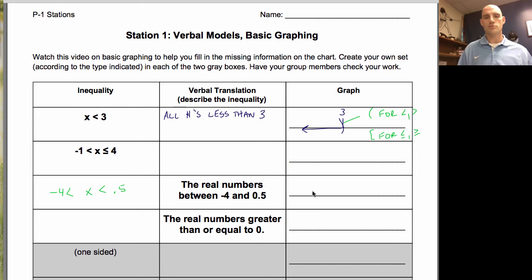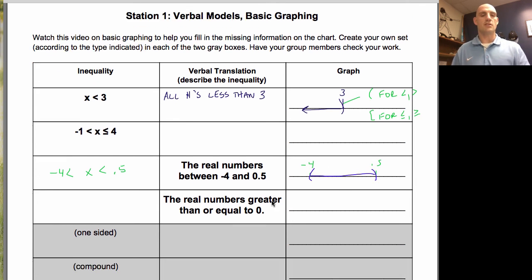Okay, and so when we go to draw our graph here, we're going to have two featured numbers. We'll have a -4, and we'll have a 0.5 here. We're going to give them each a little stem on our number line here. And because they are both less than signs and they don't have any equal to, we'll have something that looks a lot like this. So it's the real numbers between -4 and 0.5.